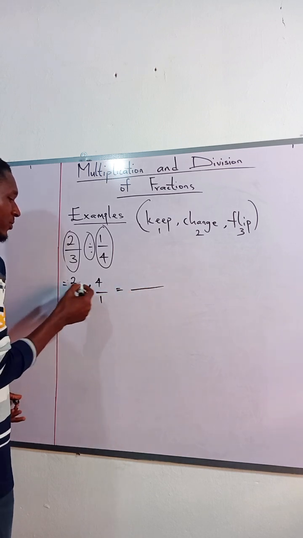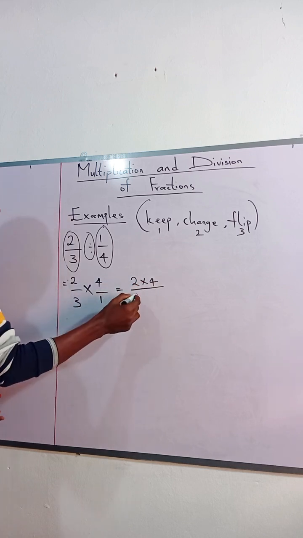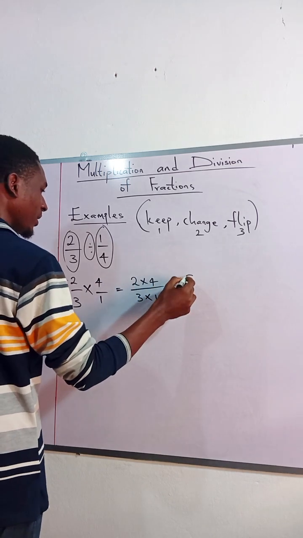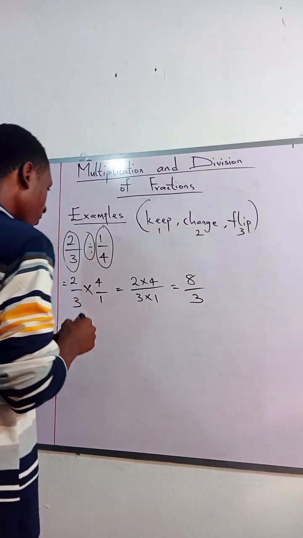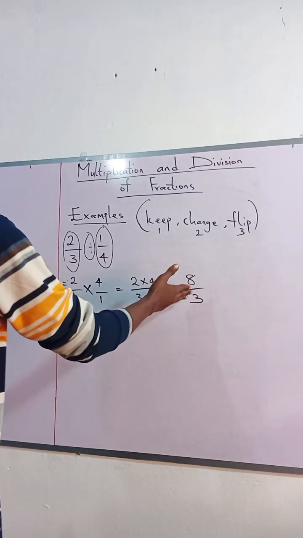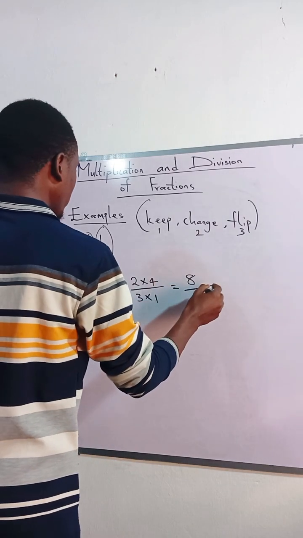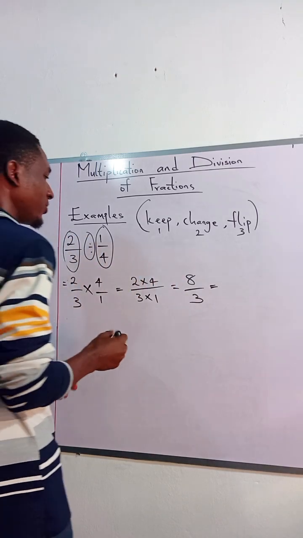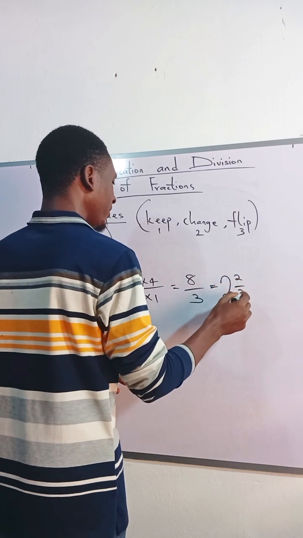A straight line, 2 times 4 and 3 times 1. And here 2 times 4 is what? 8, out of 3 times 1 is 3. And as you see, this fraction is an improper fraction. Therefore, you have to break it down to a mixed fraction, which means 8 divided by 3 gives you 2 whole number, remainder 2 over 3.